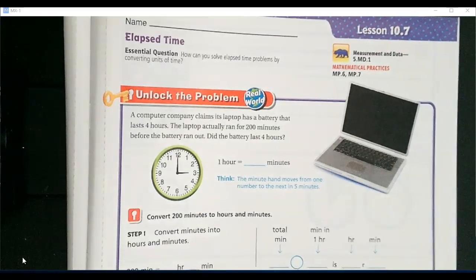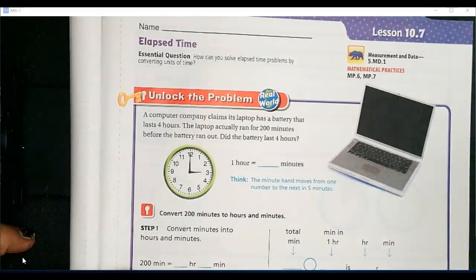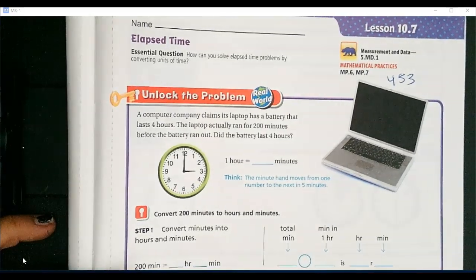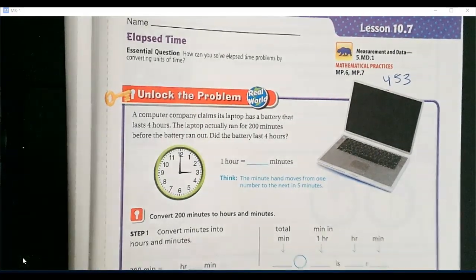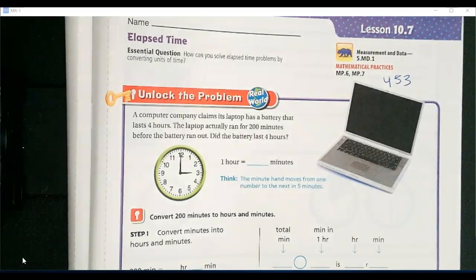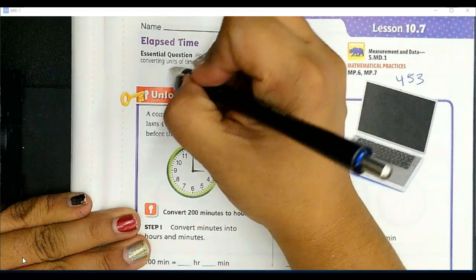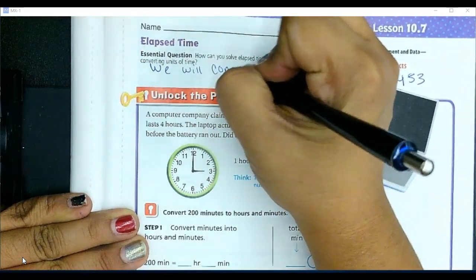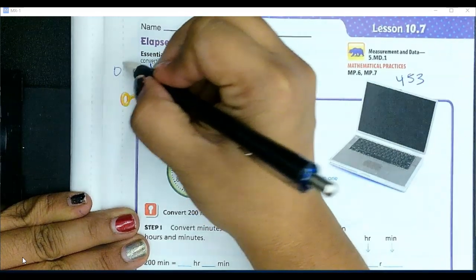Right, this is lesson 10.7. We are now on page 453, elapsed time. The objective of this lesson is we will convert units of time to solve elapsed time problems. So we will convert, and that's the objective.